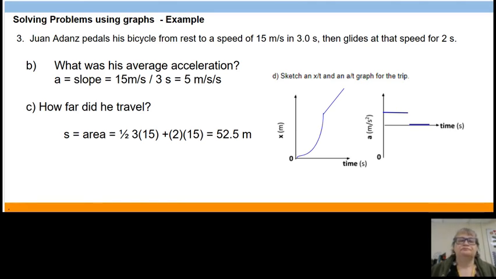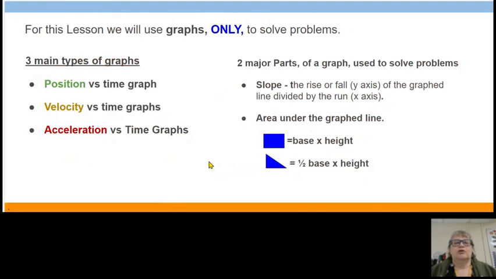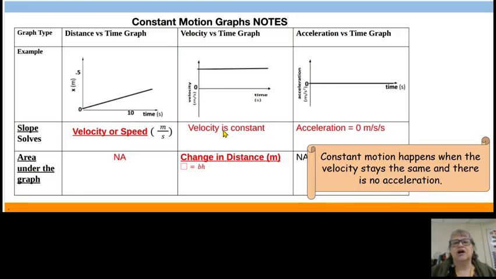Okay, so let's review. There's 3 main types of graphs: position, velocity, or acceleration. Never all 3 on the same one. The 2 major parts are slope and area. The constant motion means there's no acceleration. Okay, and then on the position time graph, you have the slope is velocity. On a velocity time graph, the area is the change in distance.